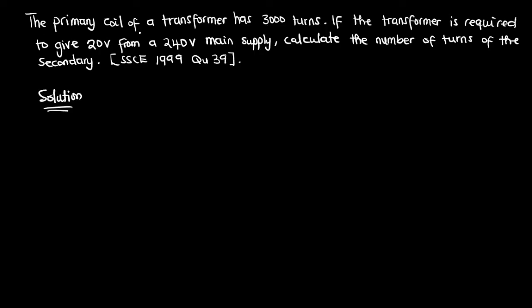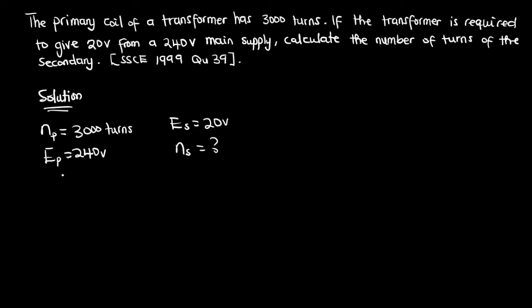So we're told that the primary coil of a transformer has, so the NP, the number of turns in primary, is 3000 turns. Now if the transformer is required to give this 20 volts from 240 main supply, it means our supplied voltage, which is EP, is 240 volts, and then our secondary voltage, which we are expecting, is 20 volts. Are we okay? So we have to calculate the number of turns in the secondary, so we have to calculate NS. That is what we do not know.